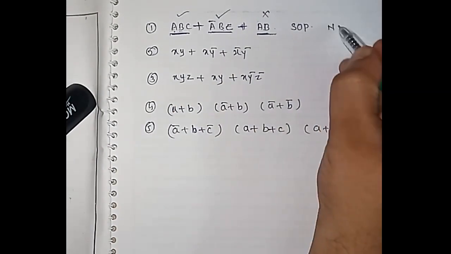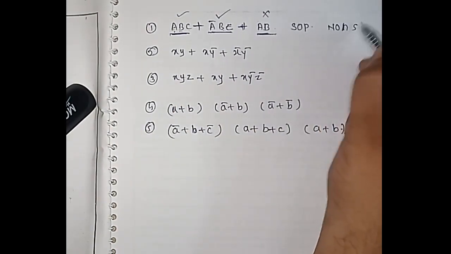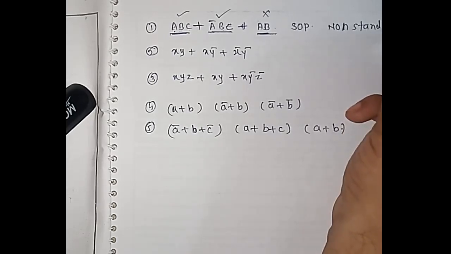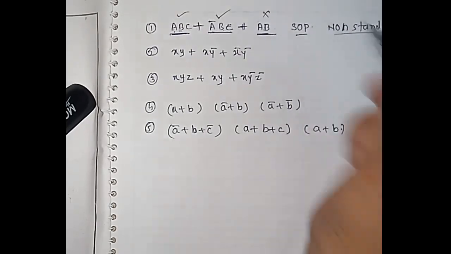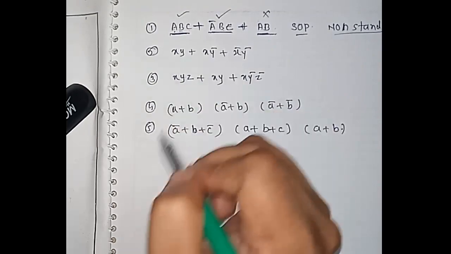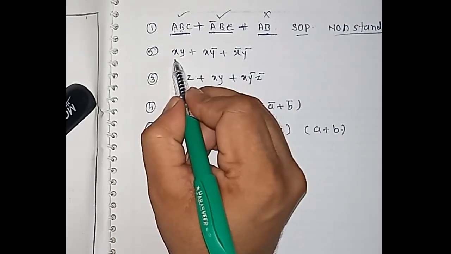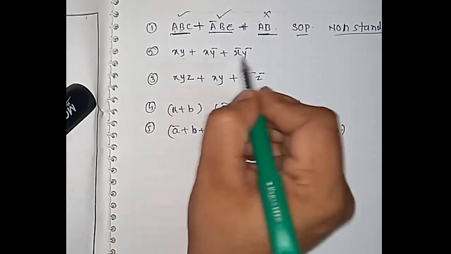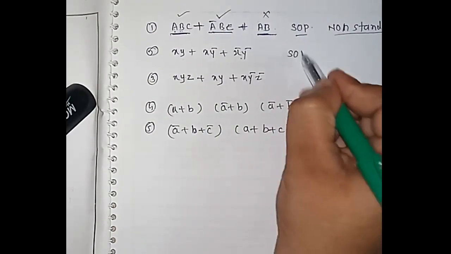So this equation is a non-standard SOP equation. Consider the second example. Here, which type of equation is this? Again it is an SOP equation.